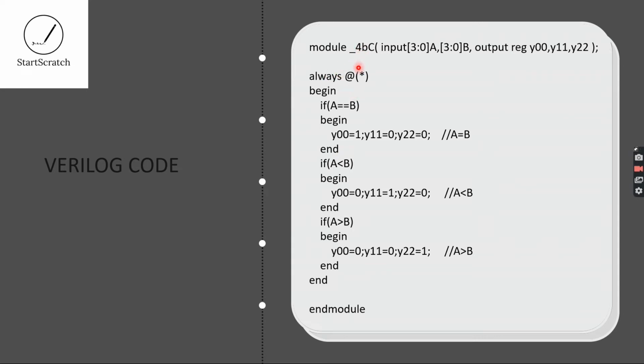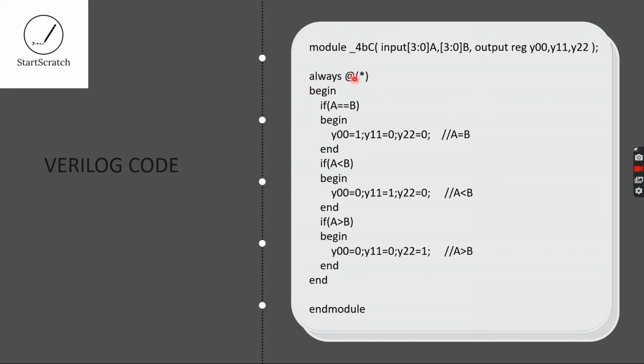Here I declared my module name as _4PC, and here are my inputs, the 4-bit A and 4-bit B, and output as declared in the form of registers Y00, Y11, Y22. You can also consider as Y0, 1, 2, but here I consider Y00. There is no problem at all for that.